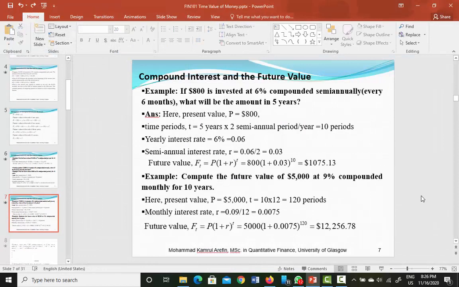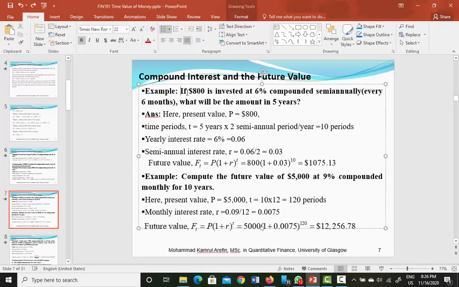Now let us move to the next slide. What this question is saying: if $800 is invested today, that means this is the present value, at 6% compounded semi-annually. Semi-annually means after every 6 months, interest will be calculated. So in a year you will get interest twice. That means in a year we have 2 semi-annual periods.